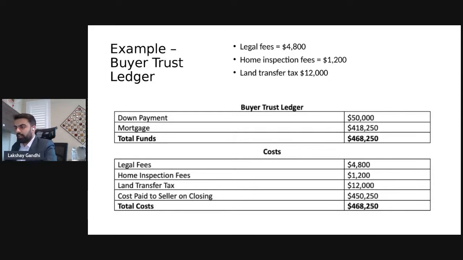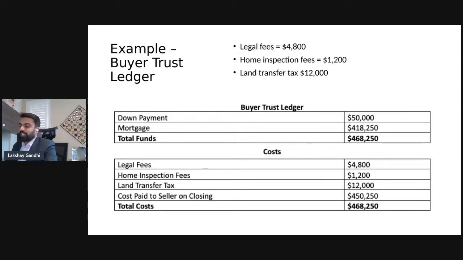So if you're a buyer, although your purchase price might only be $400,000, or in this case it was approximately $450,000, you do have additional closing costs, which is legal fees, home inspection fees, and land transfer tax fee.